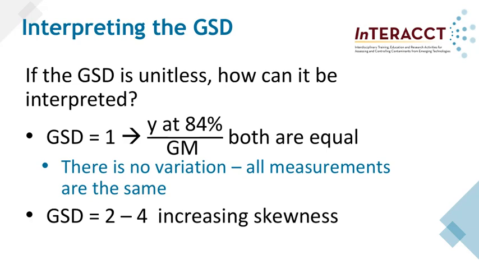Then if 1 is the limit on one end, how big can the GSD get? The answer is typically up to about 4, which means the value at 84%, when you think about it that way, is 4 times higher than the value of the geometric mean, given that ratio shown above. Most GSDs in nature, for example, exposure concentrations or particle diameters, occur within a range of 2 to 4.